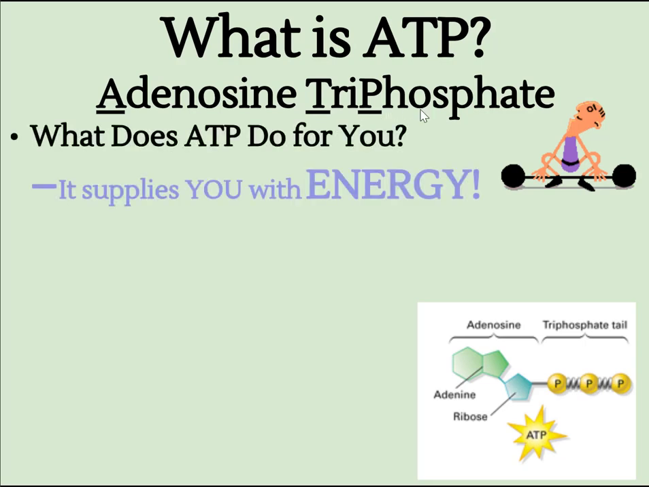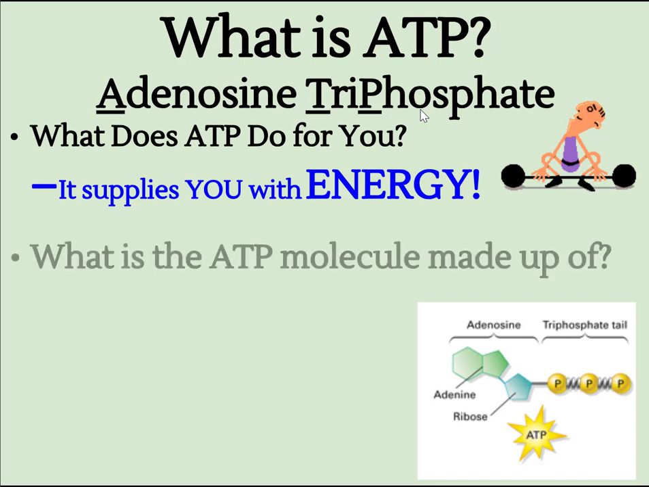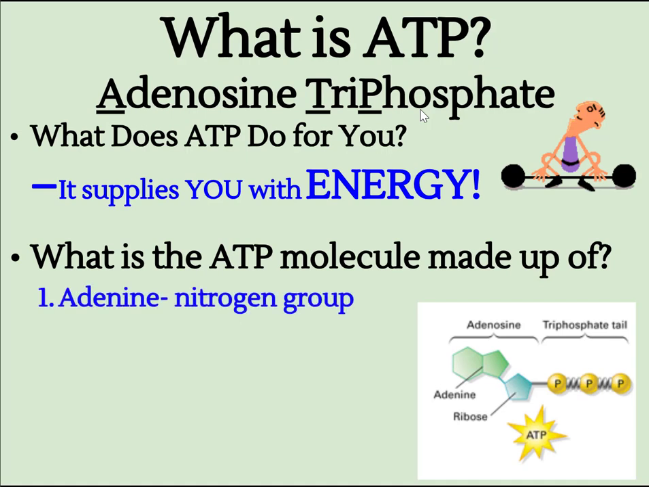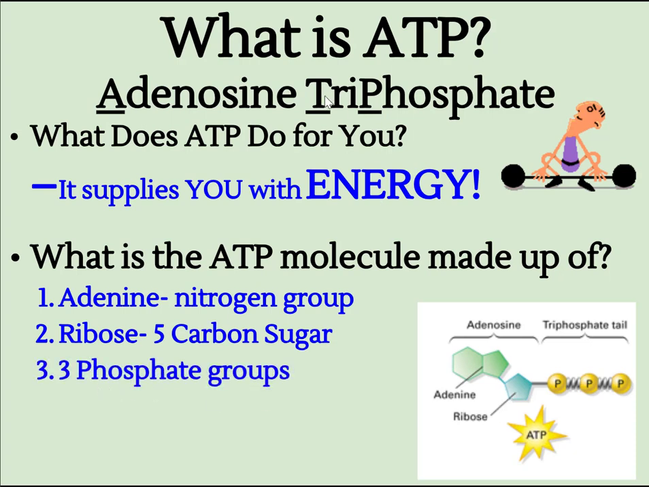So what does ATP do for you? Well, it supplies you with energy. It's from the food that we eat. Now, the ATP molecule is made up of three things: adenine, which is a nitrogen group, ribose, which is a sugar group, and then three phosphates. That's where we get this triphosphate, because tri, like a tricycle, has three wheels. A triangle has 3 points. So triphosphate has three phosphate groups. 1, 2, 3.